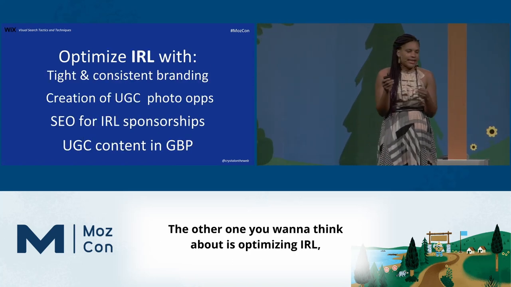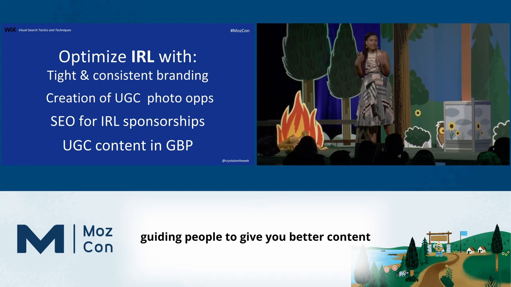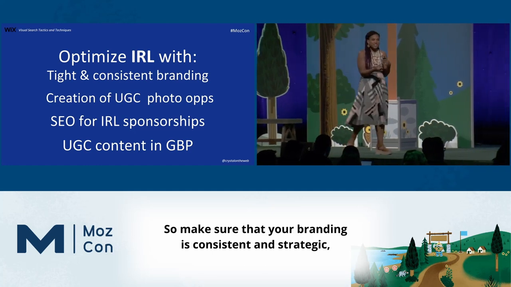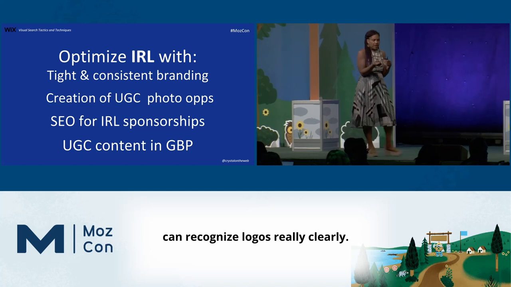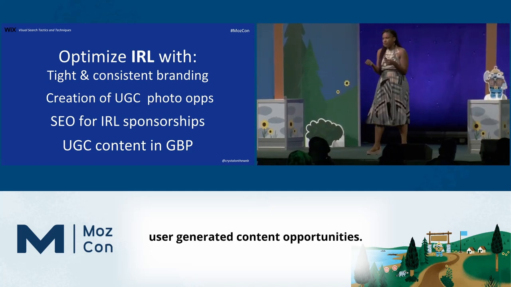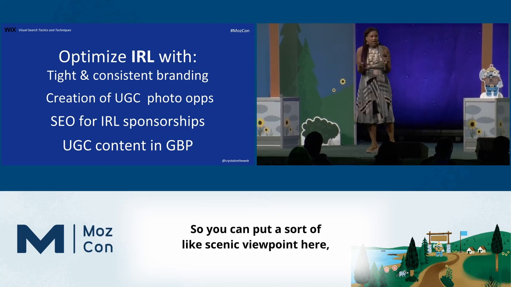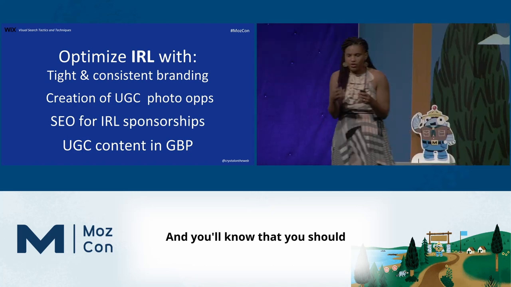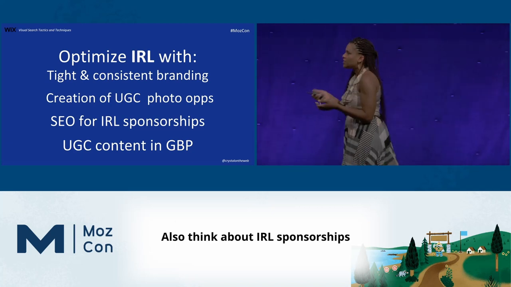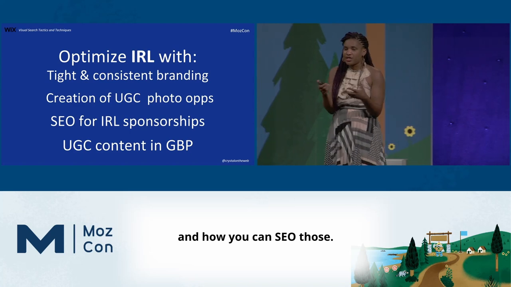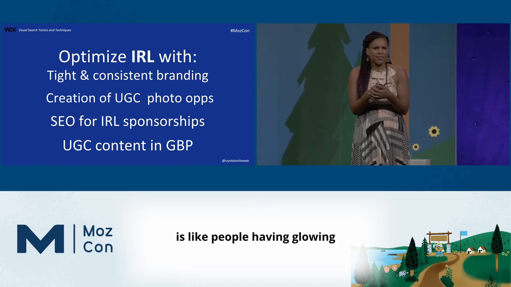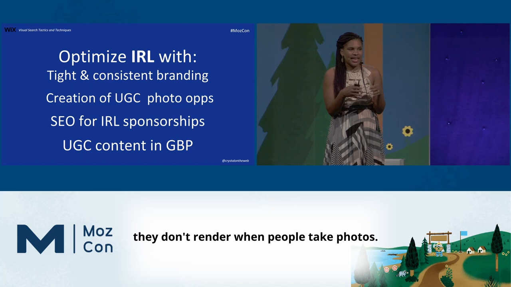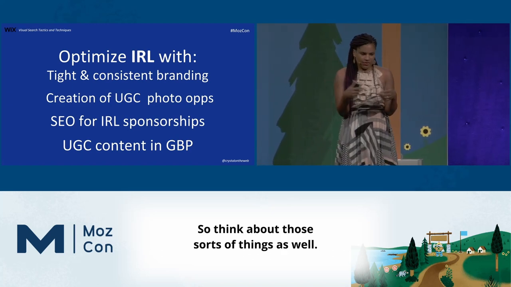The other thing to think about is optimizing IRL, guiding people to give you better content when they're creating user-generated content. Make sure that your branding is consistent and strategic, including logos, because Google can recognize logos really clearly. Also think about creating user-generated content opportunities, so you can put a scenic viewpoint here, and everyone will take their picture at that viewpoint, and you'll know that you should include that picture on your website as well. Also think about IRL sponsorships and how you can SEO those. One I've seen is people having glowing light-up logo signs at sponsorship events. Those can be tricky because sometimes they don't render when people take photos. So think about those sorts of things as well.